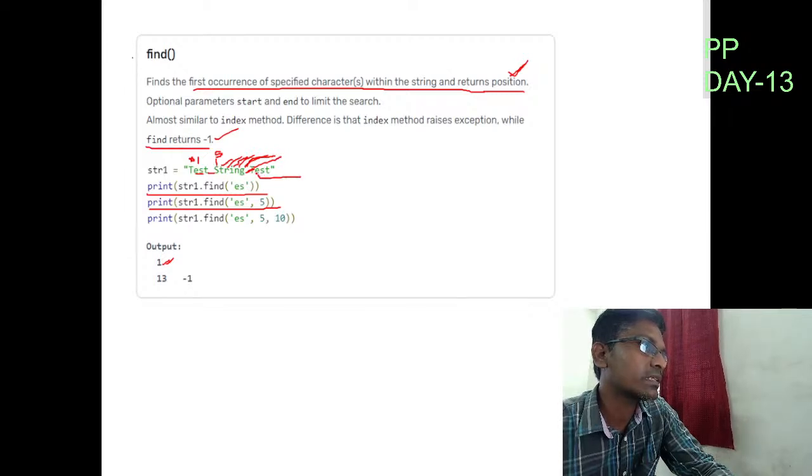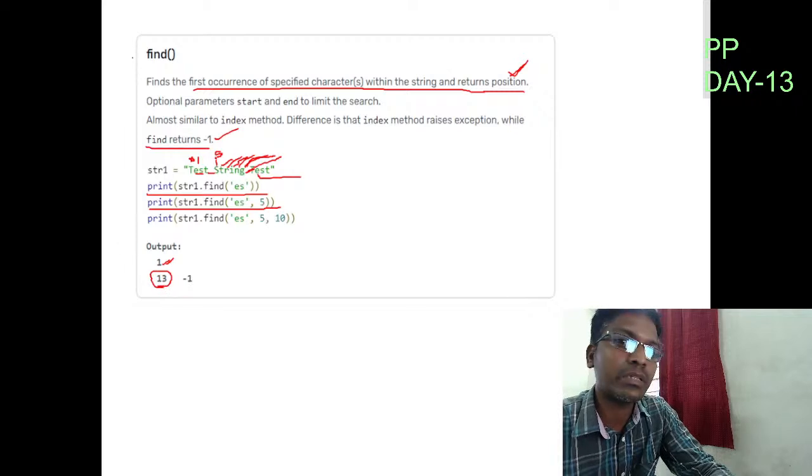So at index number 13, you are going to find the next occurrence. That's why it will print that position of the character. So from index number 5 up to wherever the "es" is found in the given string, at that particular position, it will print that position value.